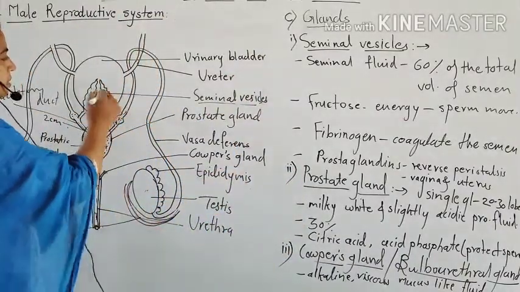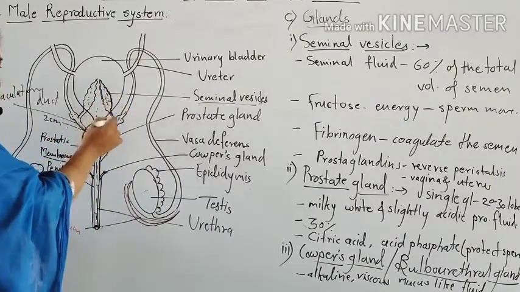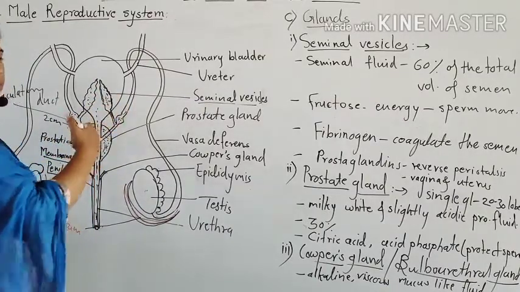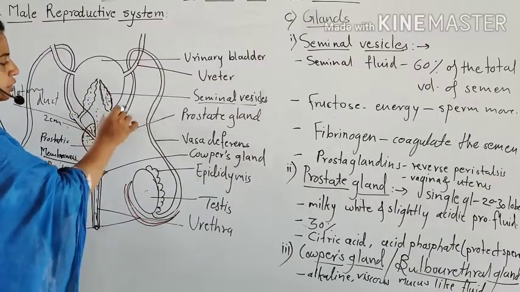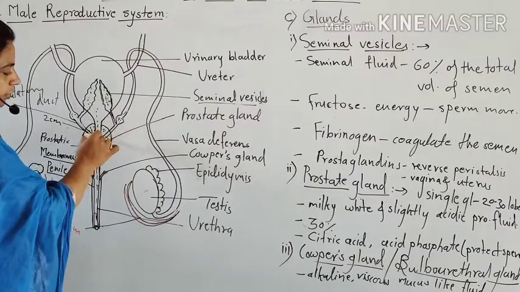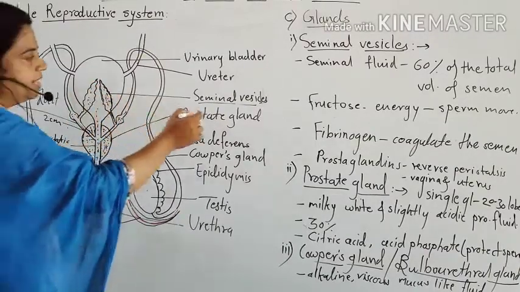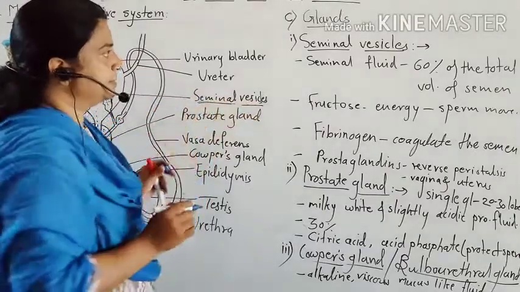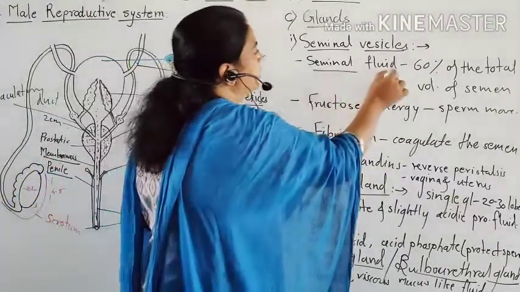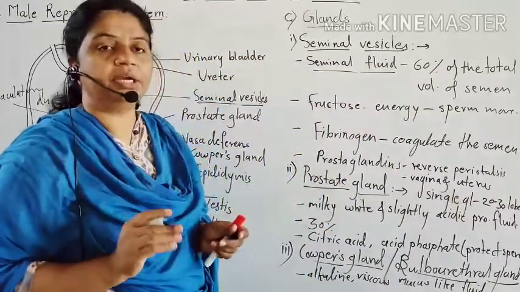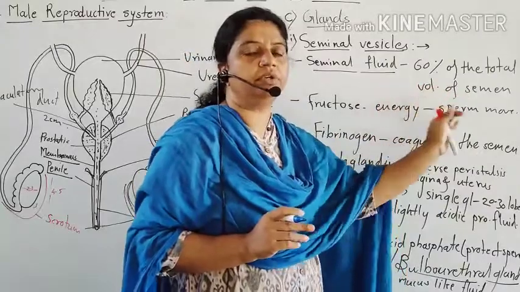These are the seminal vesicles, which are paired, below the urinary bladder on the posterior side. Their ducts join the vasa deferens and form the ejaculatory duct. This is the 2 paired structure called the seminal vesicles. These seminal vesicles secrete seminal fluid, and this seminal fluid constitutes about 60% of the total volume of the semen.